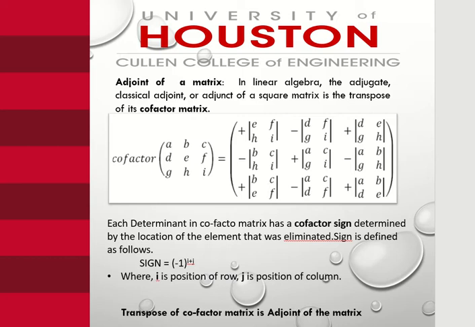The way the sign works is that for the element we are looking at, the sign should be (-1) to the power i plus j. Here i is the position of the row and j is the position of the column.